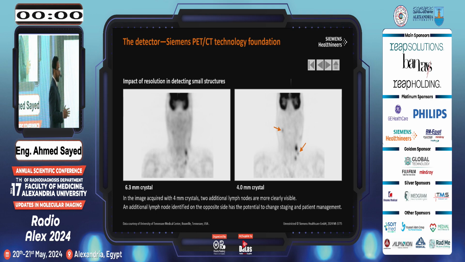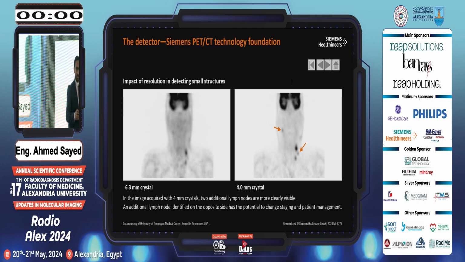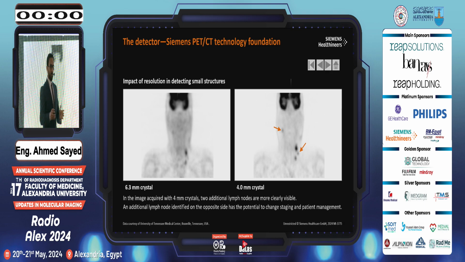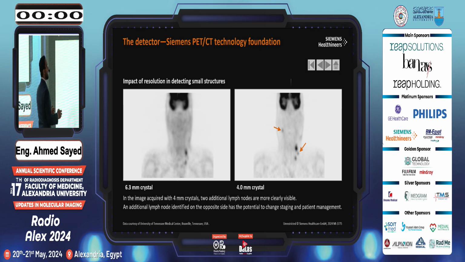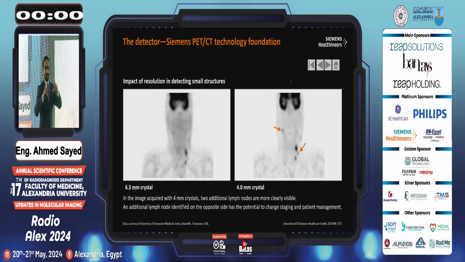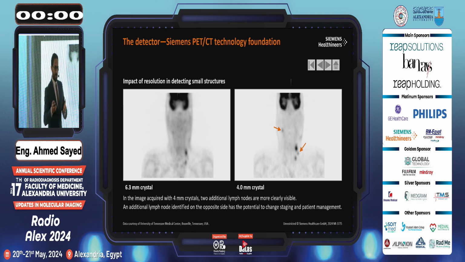That's why we have to focus on the crystal element size for the PET-CT system. The smaller the crystal element size, the better the spatial resolution. It's like a camera. If you have a 12 megapixel camera compared to 5 megapixel, the resolution in the 12 megapixel camera is much better than the 5 megapixel camera.